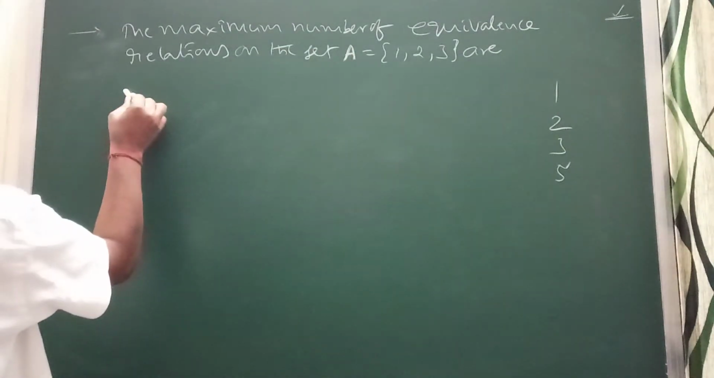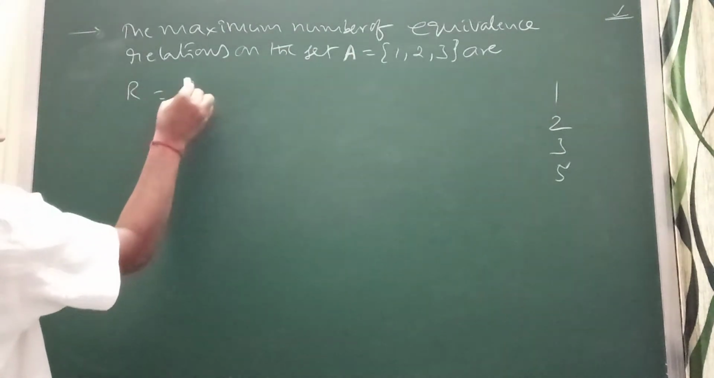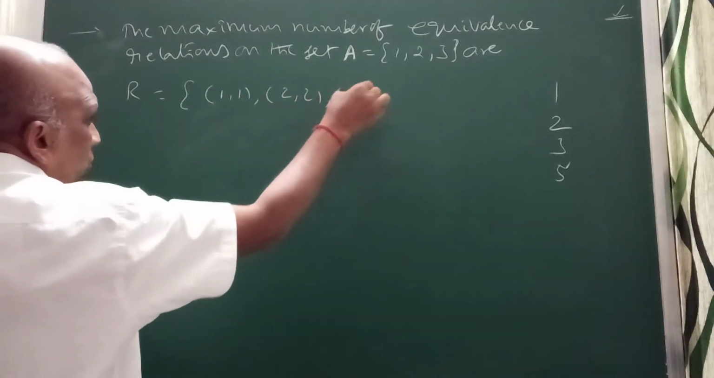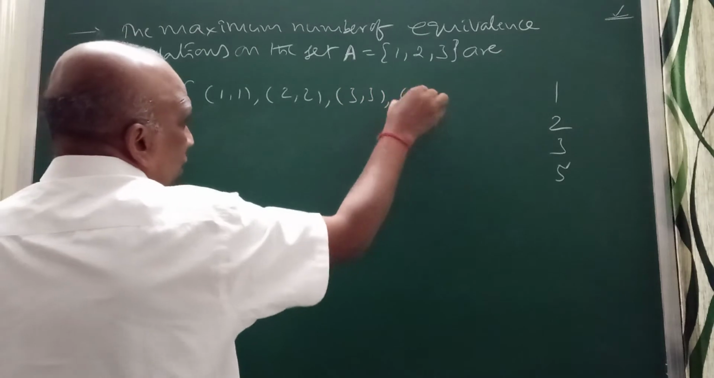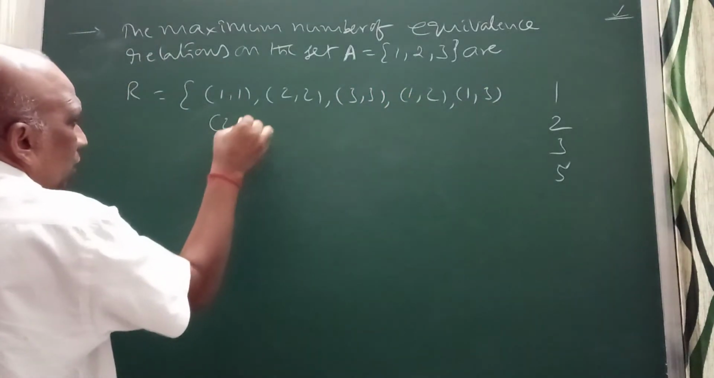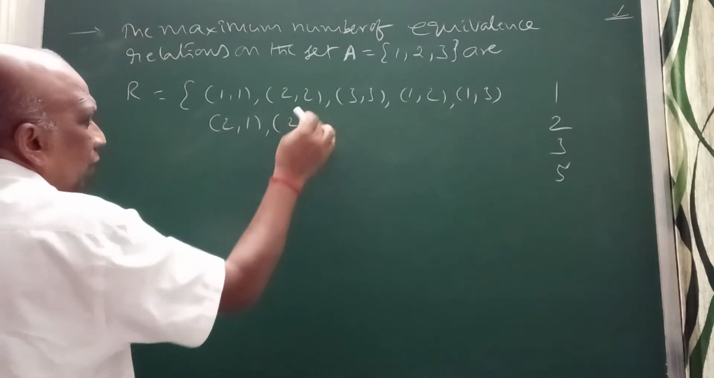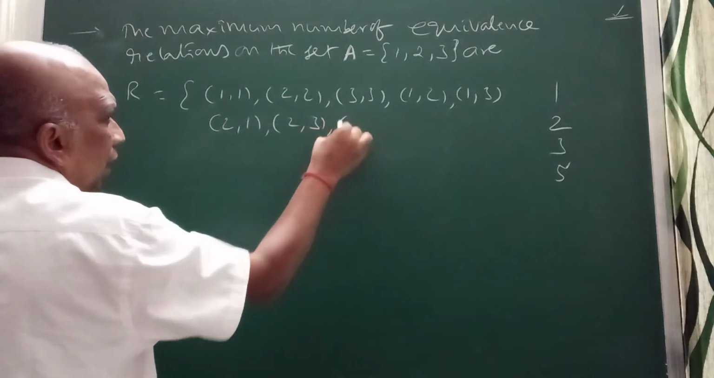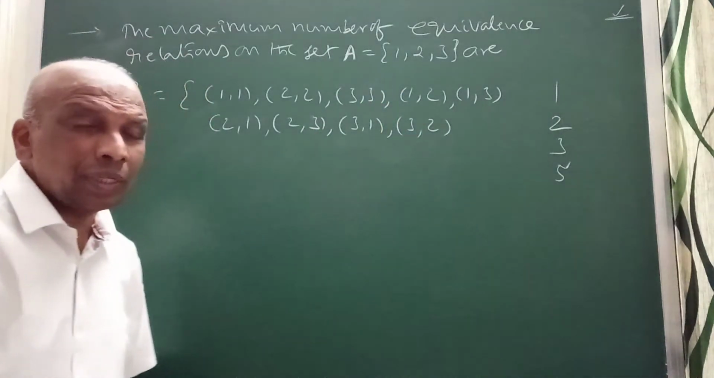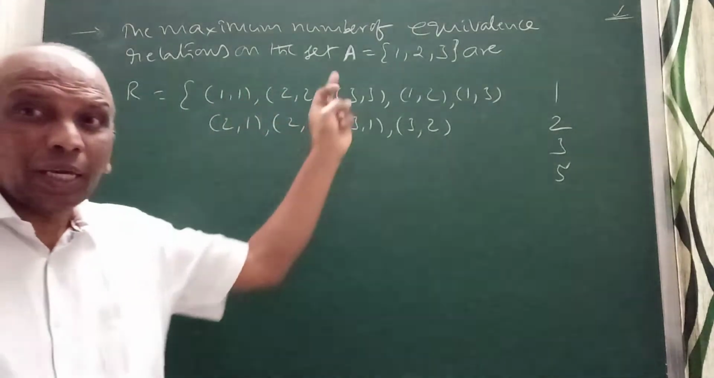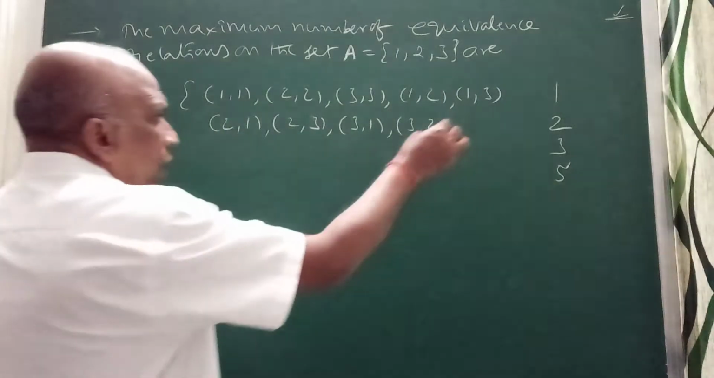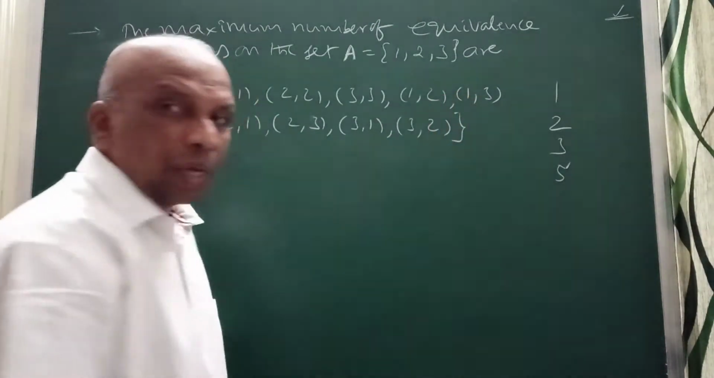From this I can write R. What can I write? R can be (1,1), (2,2), (3,3), (1,2), (1,3), (2,1), (2,3), (3,1), and (3,2). You can check that. Total R is having 9 elements, A cross A. So you can see, this is R, and this is complete A cross A.